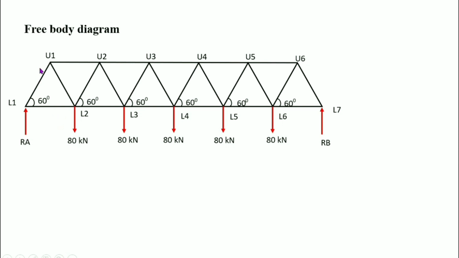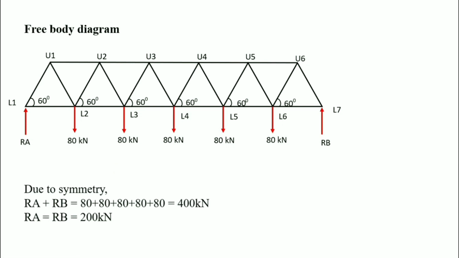Let us examine the structure. This structure is a symmetric structure. We know that in a symmetric structure, we can easily find out the reactions RA and RB. So, we are going to take the total vertical force equal to 0. Due to symmetry, both upward reactions RA and RB are equal to the downward loads 80 plus 80 plus 80 plus 80 plus 80, that is equal to 400 kilonewton. Due to the symmetric structure, RA is equal to RB is equal to 200 kilonewton.